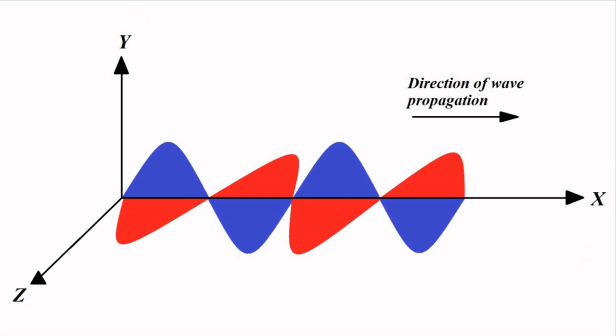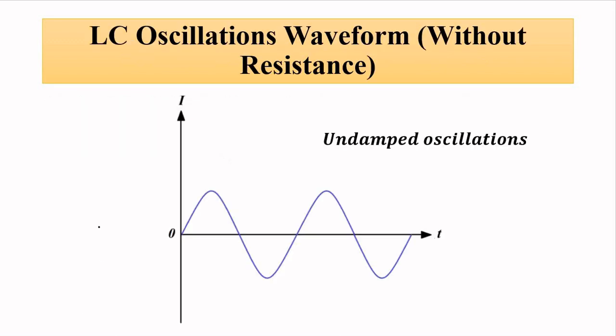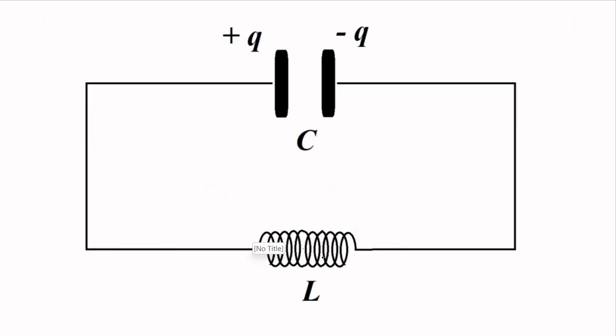Now the frequency of these oscillations, or the frequency with which the energy gets transferred from one form to another, that is, electrostatic energy in the capacitor and magnetic energy in the inductor, is given by f = 1/(2π√(LC)). This is the frequency of the LC oscillations when the inductor has no resistive component.